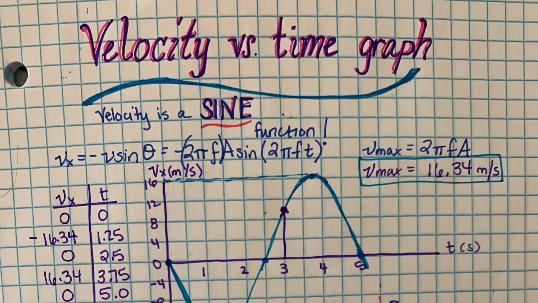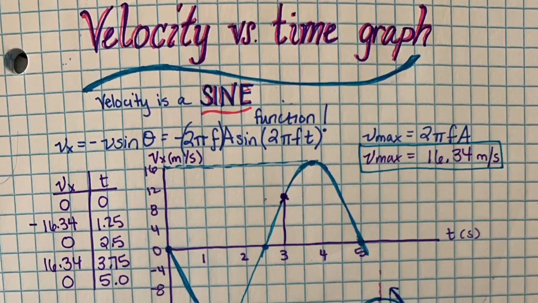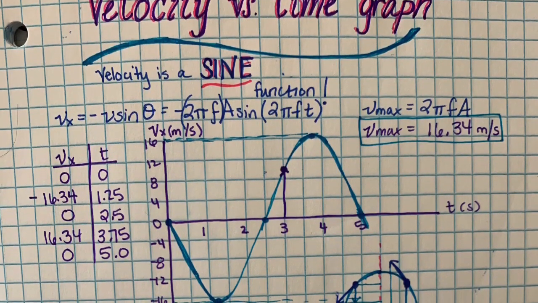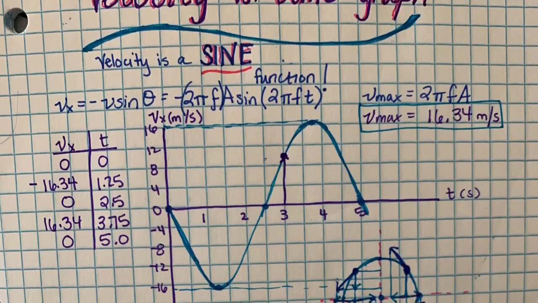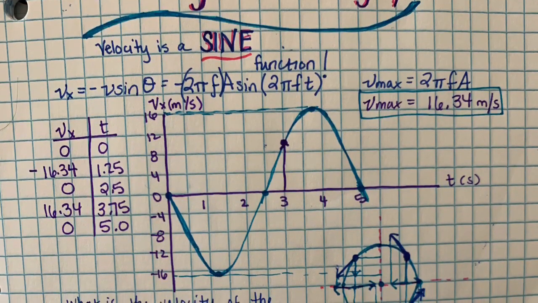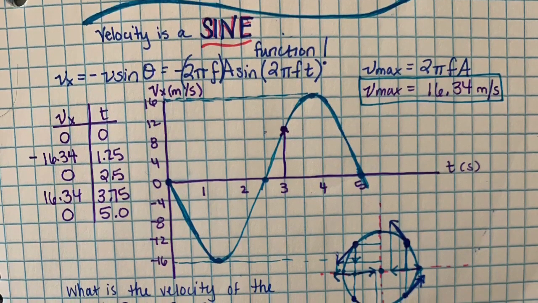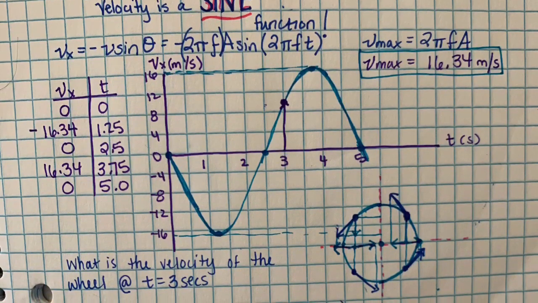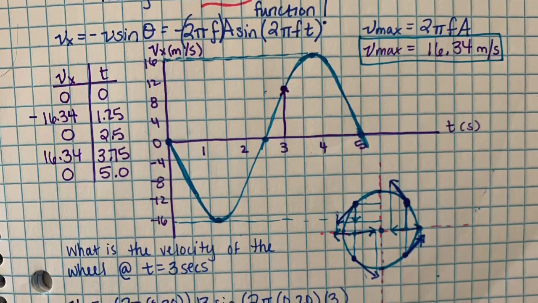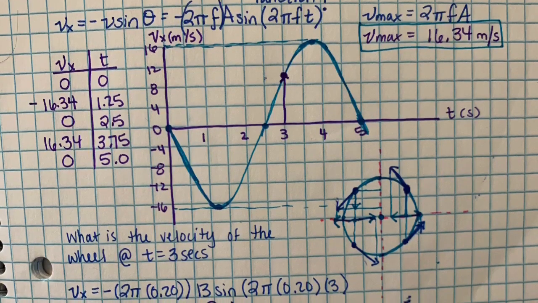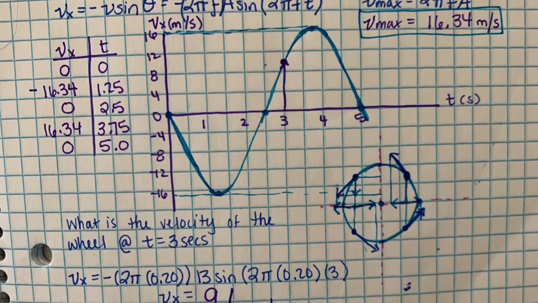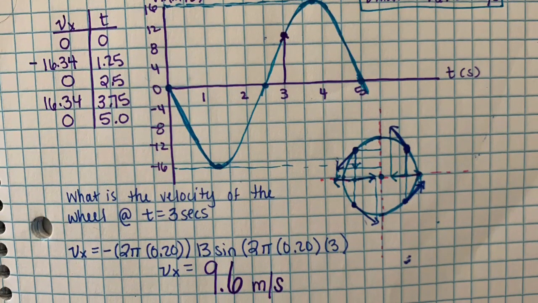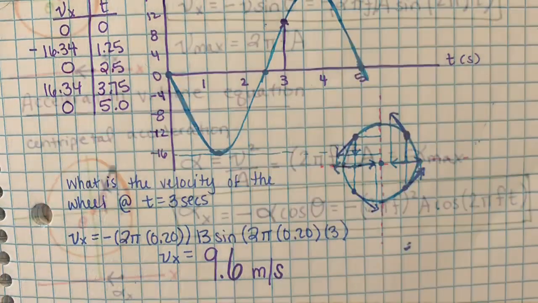Using the sine function with the known time intervals, we were able to make a velocity versus time table. The velocity max equals 16.34 meters per second, which is the maximum and minimum values in the graph. The velocity is initially negative because the x component of the velocity vector points in a negative direction. The circle below is just a quick sketch of velocity vectors in each quadrant showing the direction of the x component of the vector. The question below asks, what is the velocity of the wheel at t equals 3 seconds? Plugging in 3 seconds for time and 0.20 for frequency, the velocity at 3 seconds equals 9.6 meters per second.